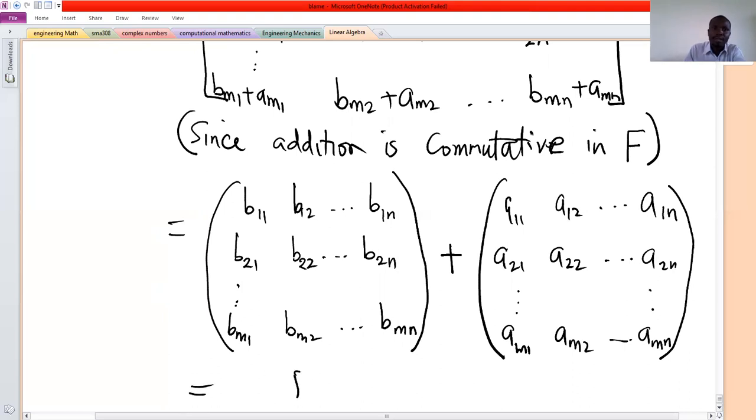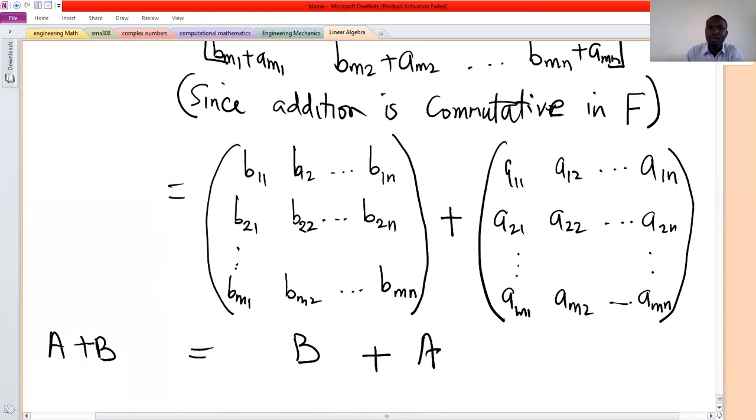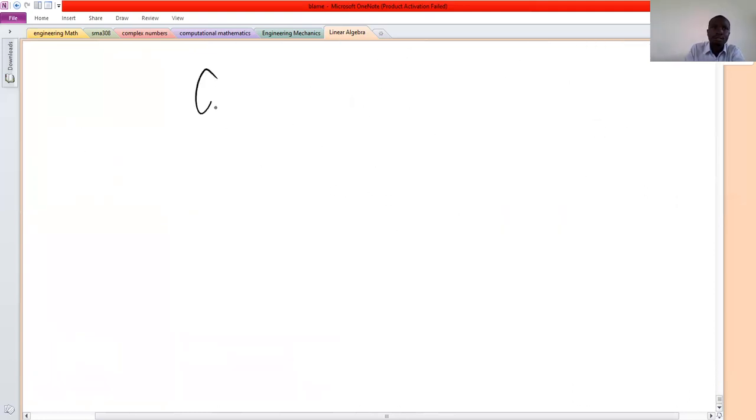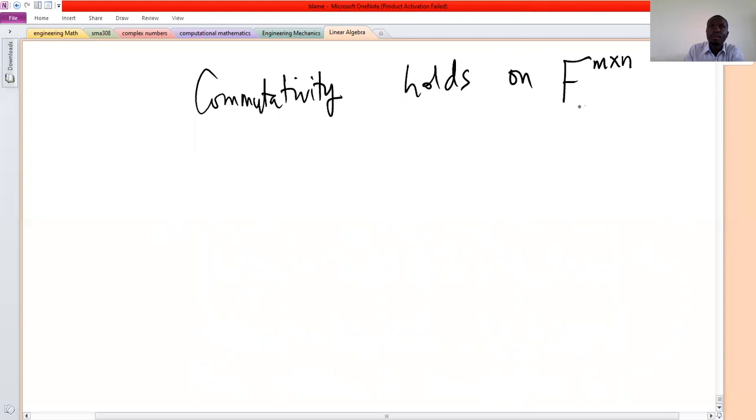And this is the definition of matrix B. This is the definition of matrix A. Remember, we came from A plus B. So A plus B is ending up to be B plus A. So we say commutativity holds on this set of m by n matrices. Number 3, we prove associativity.